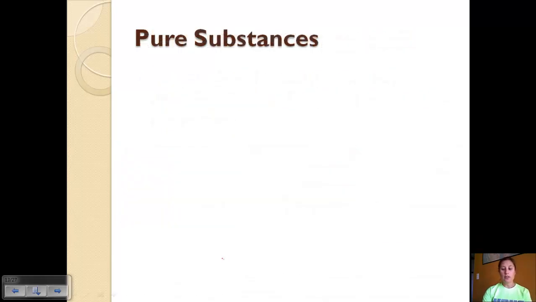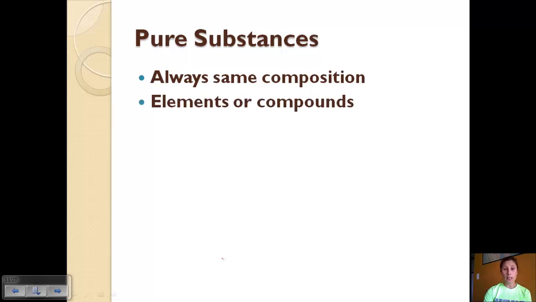The next type of matter we're going to talk about are pure substances. Pure substances are always the same composition. So this would encompass elements, compounds, and molecules. And it encompasses these things because they are always the same composition. Elements would be a single atom or a group of the same type of atom. Compounds are going to be two different atoms put together, but always in that same ratio.